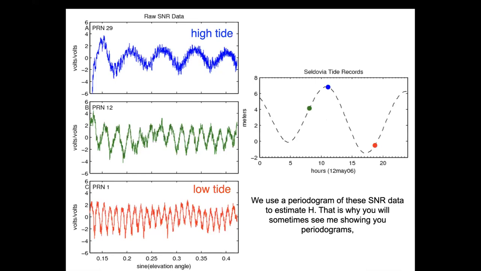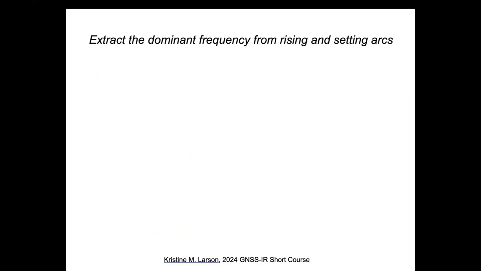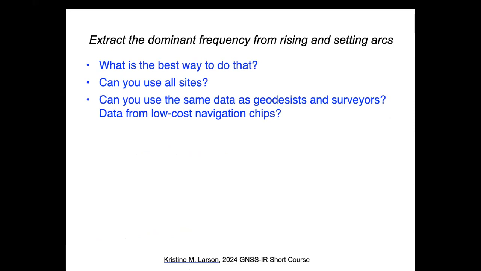I did this by extracting the frequency from the data on the left. But how do I do that in practice? What's the best way to do that? Can you use all GPS sites to do GNSS-IR? Can you use the same data as geodesists and surveyors, low-cost navigation chipsets? And what's the fastest way to do it?